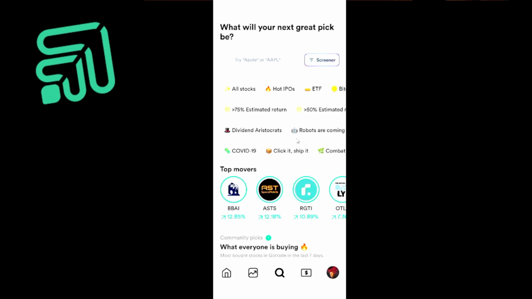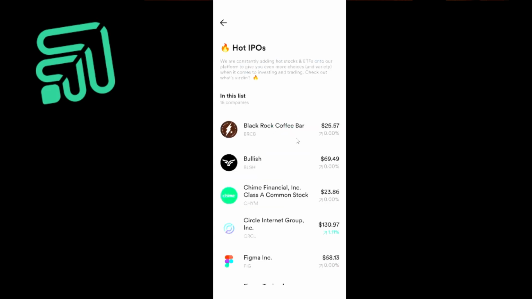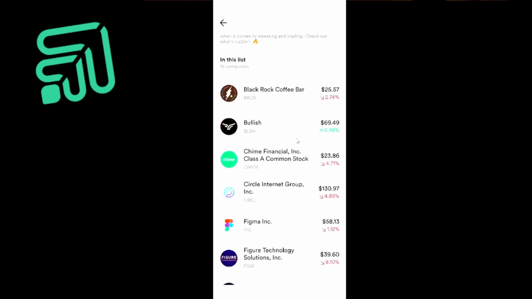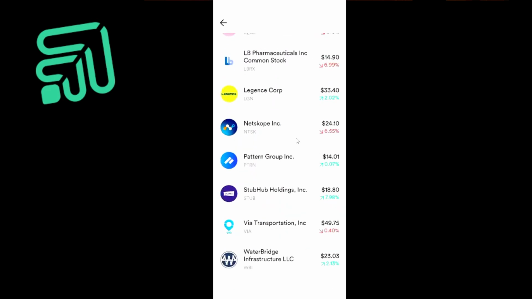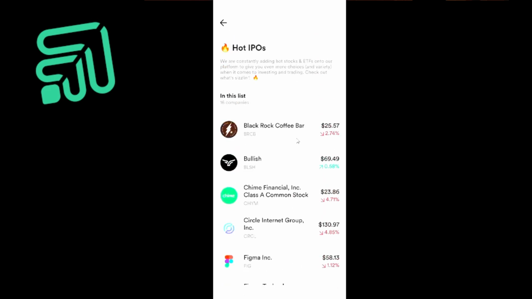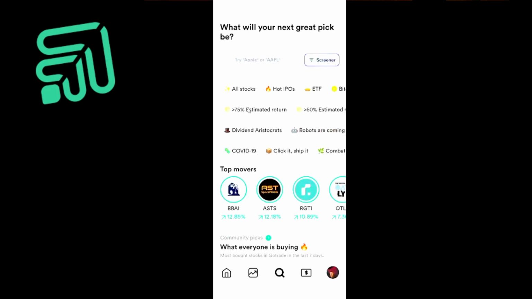They have subject matters like hot IPO, and then they list the IPOs. Oh, FYI, they don't list everything. If you want, you could send a request to customer service. Hopefully, they will agree and include the stock in their database. Then you could also check all stocks, and then you got ETFs, and Bitcoin ETFs.